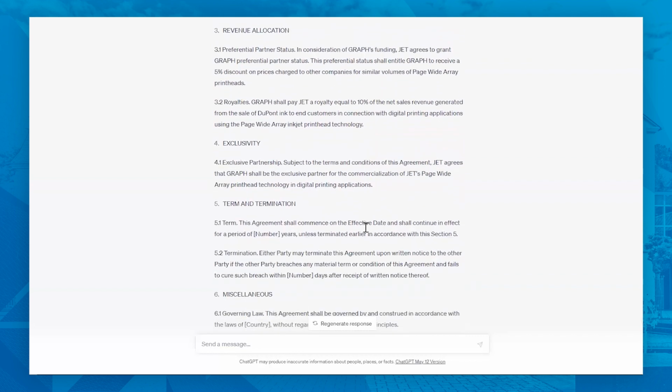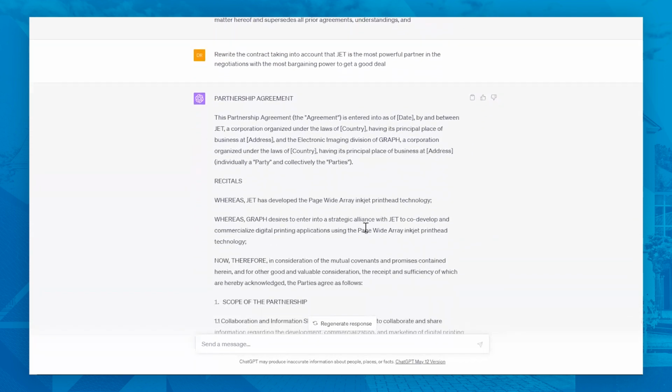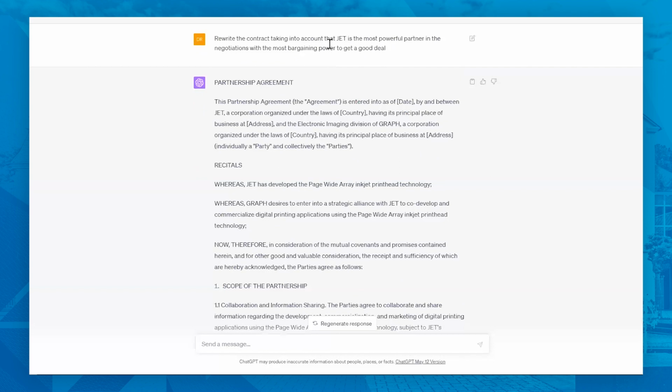So what I subsequently did was to prompt and say, okay, now you need to rewrite the contract, but now take into account that Jet is the most powerful partner in the negotiations with the most bargaining power to get a good deal. So now I clearly indicate to it, okay, now rewrite the contract. Now it's not about a compromise, but now we are talking about a contractual negotiation where one partner clearly has a dominant bargaining power position.